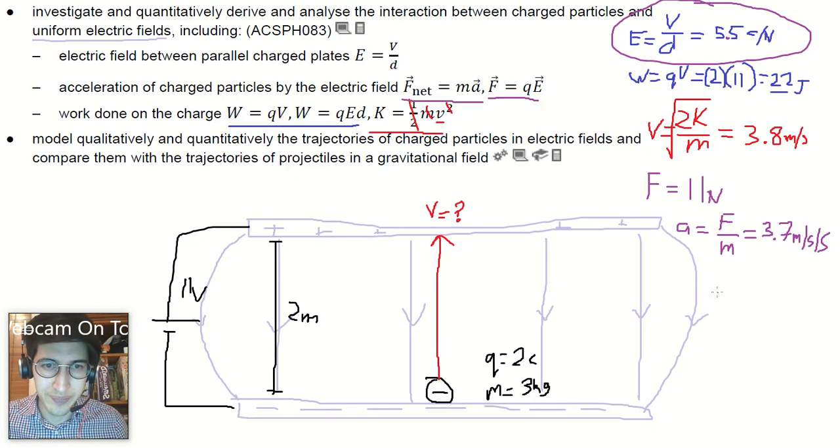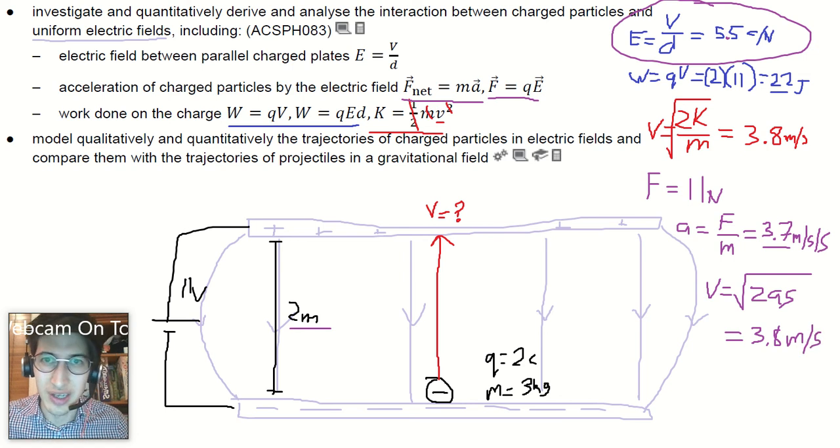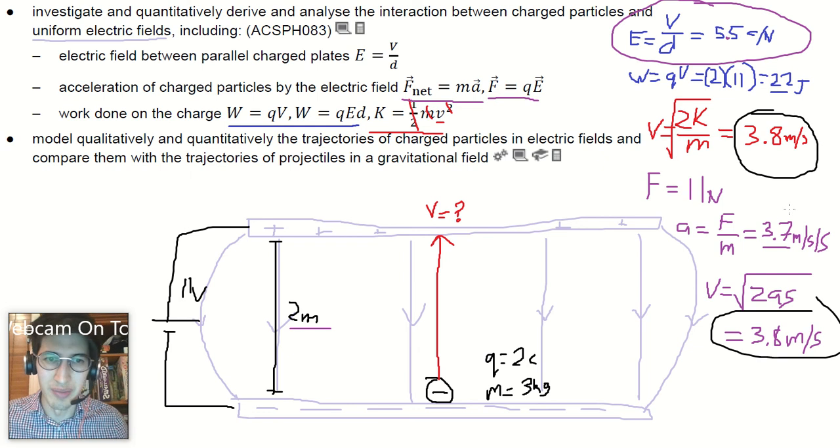V is equal to the square root of 2as. That's 2 times 3.7 times 2 meters, and that comes to a lovely 3.8 meters per second. Same as what we got with the other method.